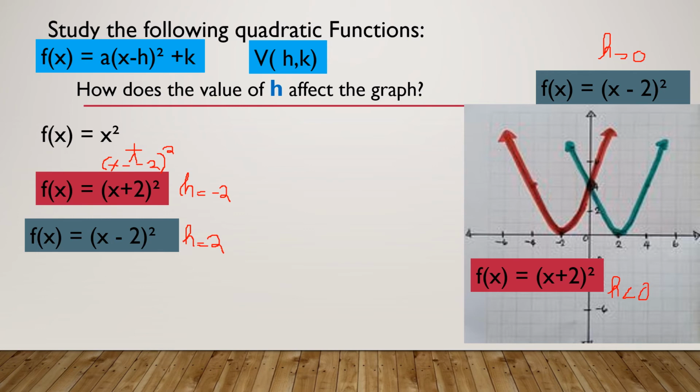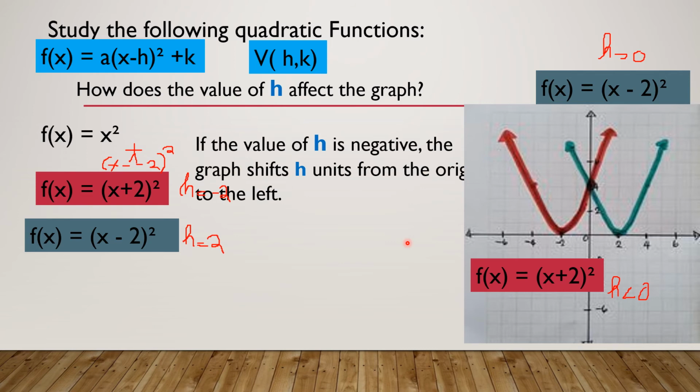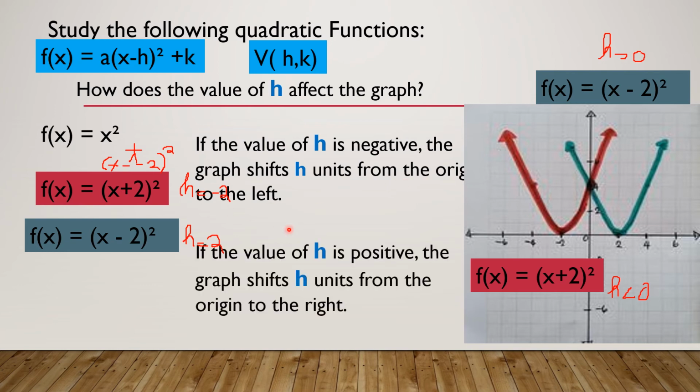So, yung movement ngayon ng h natin ay horizontal. It's either from the origin to the right or origin to the left. Kanina, yung k natin ay vertical movement, from origin up or down. Therefore, if the value of h is negative, the graph shifts units from the origin to the left. And if the value of h is positive, the graph shifts units from the origin to the right.